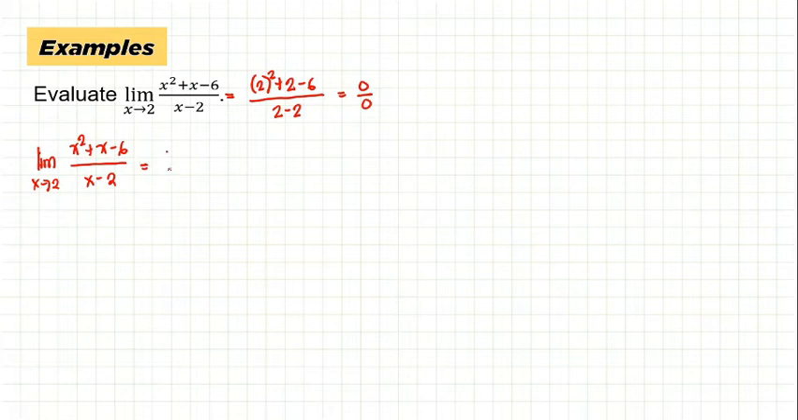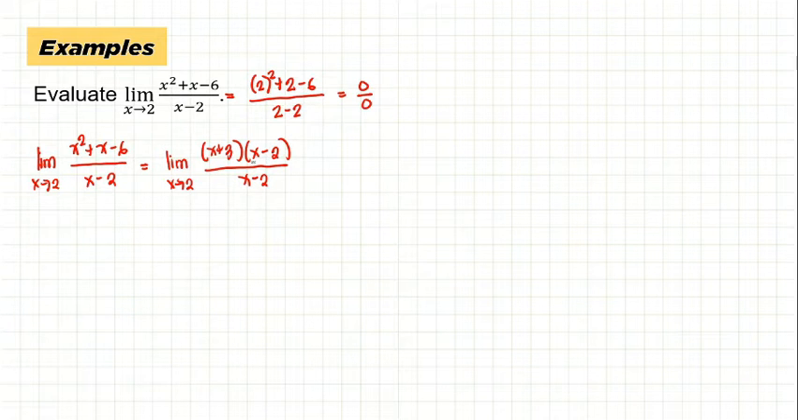And the factors are x plus 3 and x minus 2. Then over, copy the denominator x minus 2 as x approaches 2. So in this case, we can see that there's a common factor, so we can cancel that out. So let's cancel x minus 2.